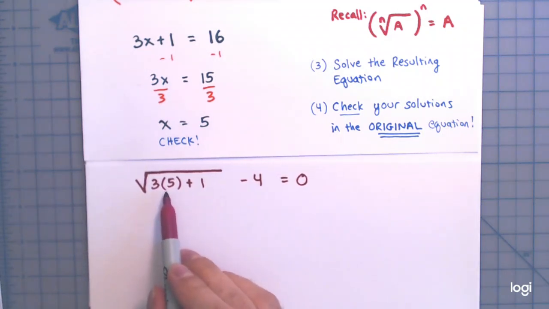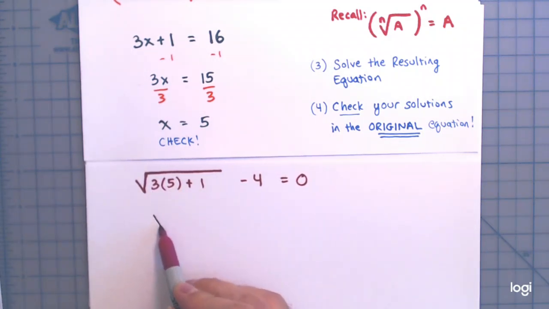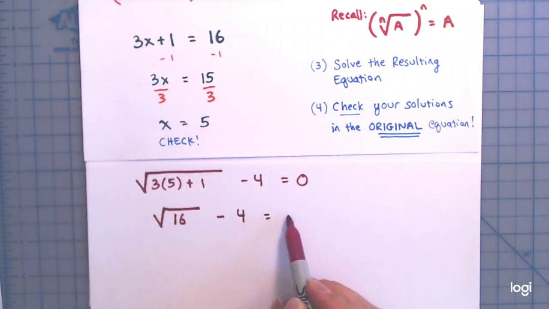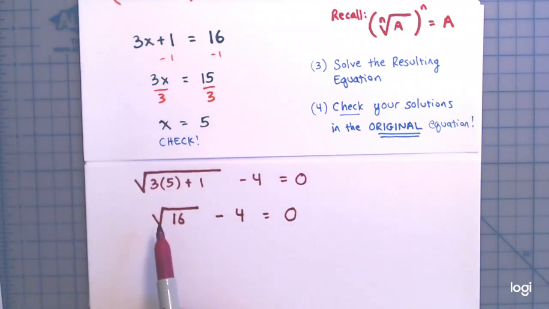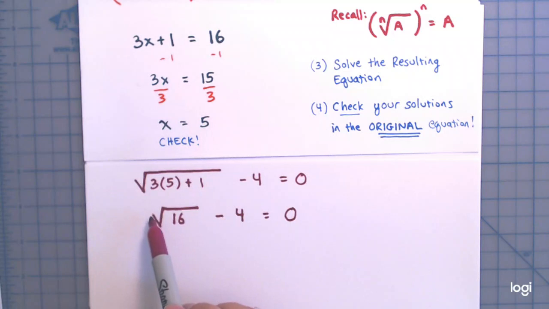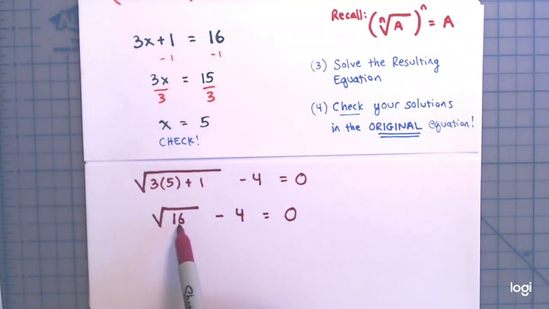So 3 times 5 plus 1, that's 16. So we have the square root of 16 minus 4 equals 0. And please don't forget, I've mentioned this many times in other videos if you've been watching mine: when you see a radical symbol with an even root, so a square root, a fourth root, a sixth root, etc., that symbol means give me the non-negative square root or non-negative even root of the radicand.